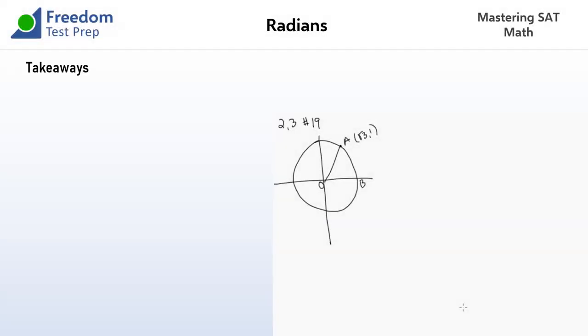Hello. We're going to be working on radians today. There's not too much going on on the SAT in terms of radians, but there's a little bit, and it's really easy. So you'll be happy to know that.